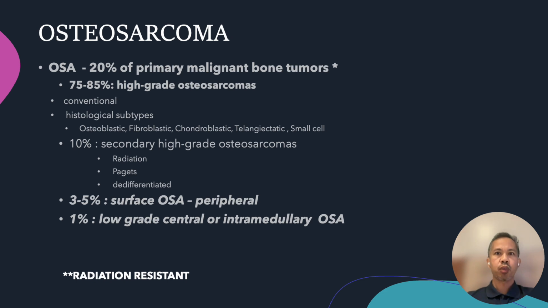Osteosarcomas are 20% of all the primary malignant bone tumors. A majority of these osteosarcomas are high grade, and they are conventional, 10% of which can be secondary. There are different types of osteosarcomas according to their histology. We have the very common one, the osteoblastic type. The rest will be fibroblastic, chondroblastic, telangiectatic, and the small cell type osteosarcomas. Remember, all osteosarcomas are radioresistant.